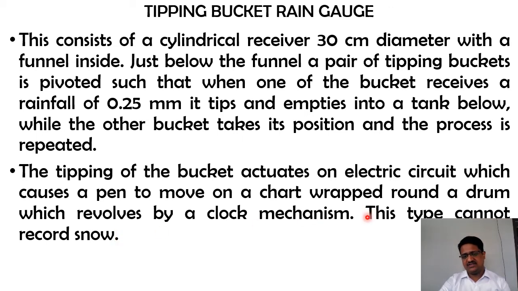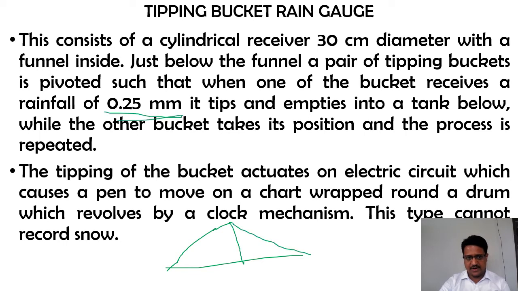Now, with respect to this, one important point is that this type cannot record snow. The reason is that this entire working principle depends on the tipping bucket, and here one tip is equal to 0.25 mm. But if snowfall is collected over here, the snow will be lighter than the water, which is why ice always floats on water.